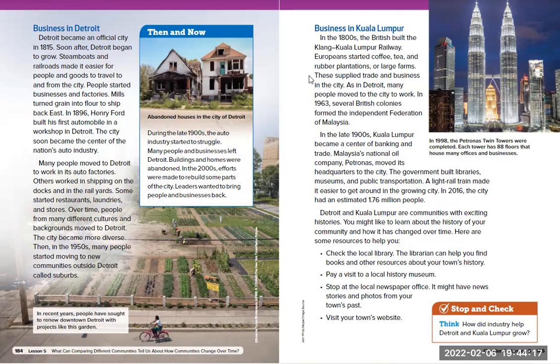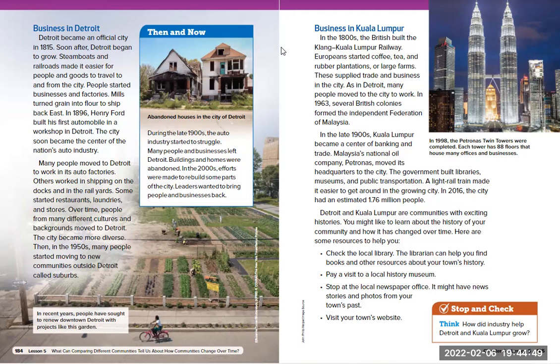Let's continue to businesses in Kuala Lumpur. In the 1800s, the British built the Kuala Lumpur Railway. Europeans started coffee, tea, and rubber plantations or large farms. They supplied trade and business in the city. As in Detroit, many people moved to the city to work. In 1963, several British colonies formed the Independent Federation of Malaysia. In the late 1900s, Kuala Lumpur became the center of banking and trade.